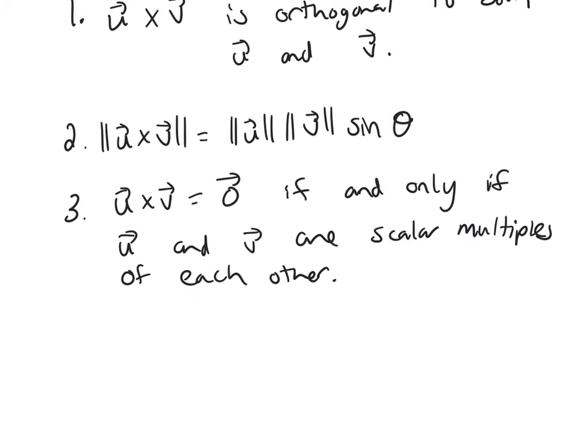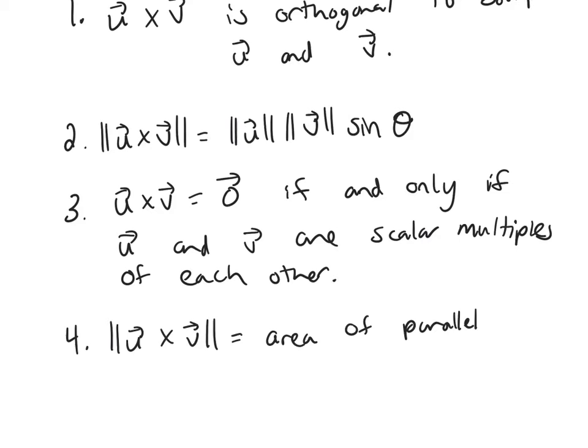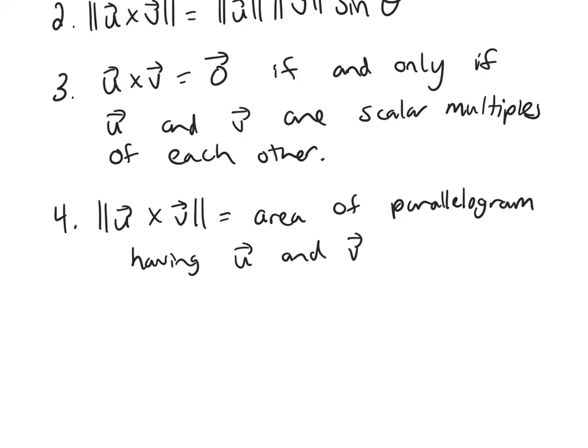And the very final property, which we are going to use in a little bit, is that U cross V, the magnitude of this vector, is the area of a parallelogram having U and V as adjacent sides.